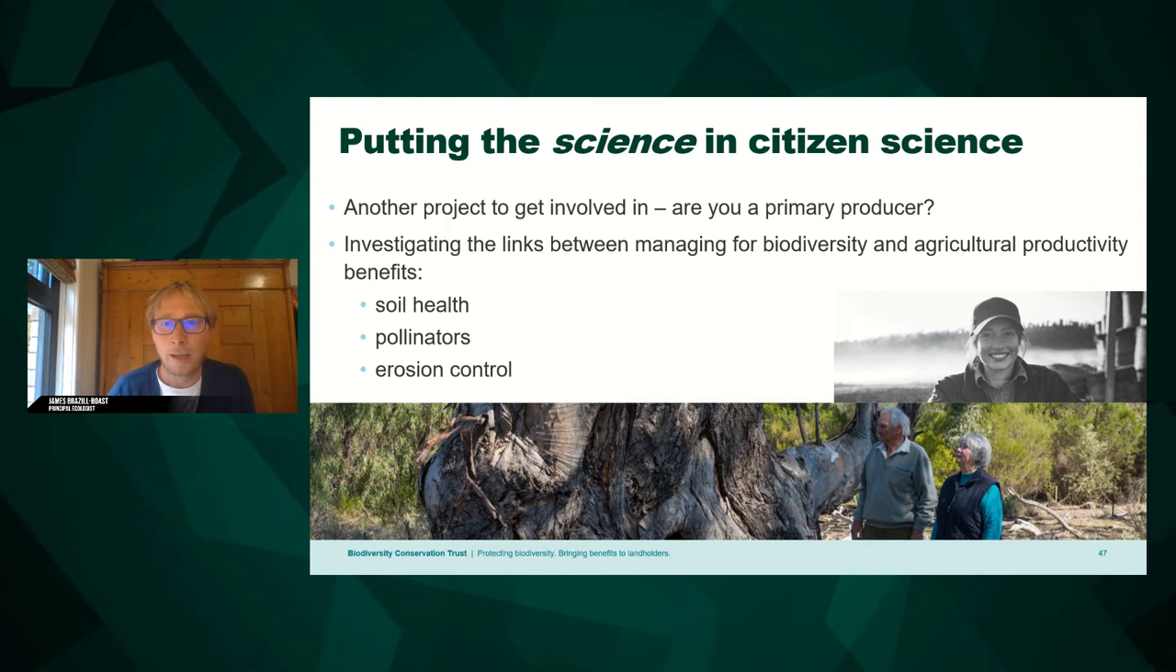Another one in this vein is also understanding more directly, for some of our agricultural landholders, whether there are links between managing for biodiversity and primary productivity benefits, whether those are via things like soil health or pollinators or erosion control. As Joel mentioned, we are rolling out an ecological monitoring program across all of our sites. So we're really understanding things like vegetation condition and measuring different aspects of biodiversity value. But what we don't know is, do those things relate to different outcomes in terms of yields or different measures of productivity from agricultural enterprises on the same farm, and are there benefits there?